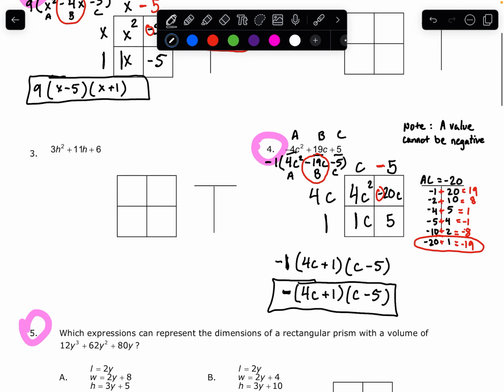Really, guys, nothing has changed since yesterday besides, for sure, we're pulling out a GCF today, and there might be a negative GCF. Okay.